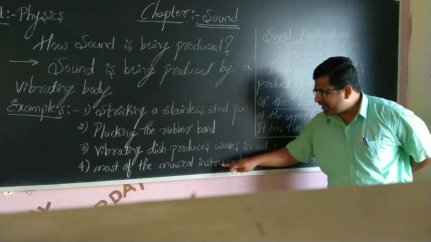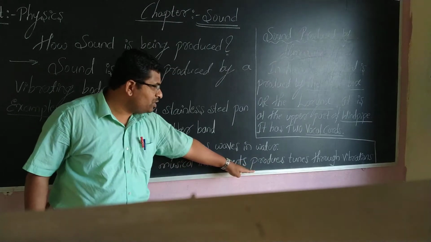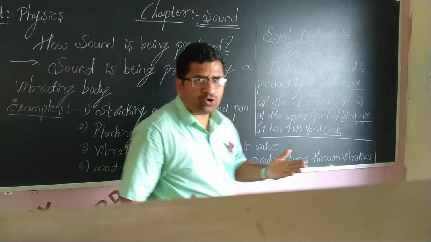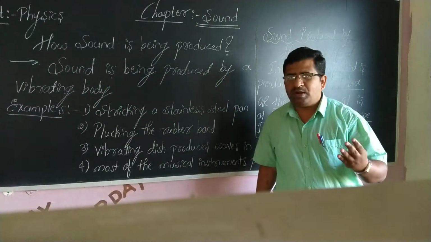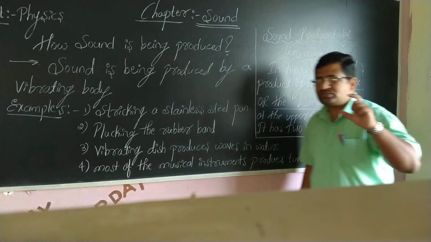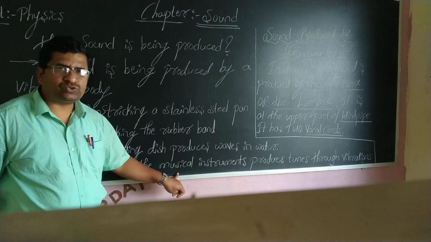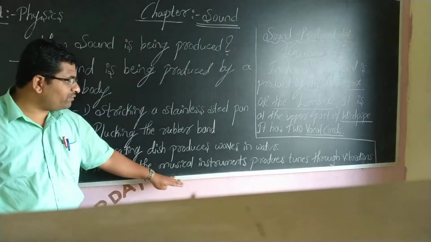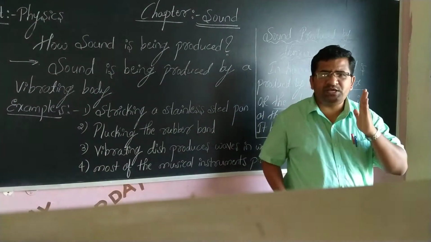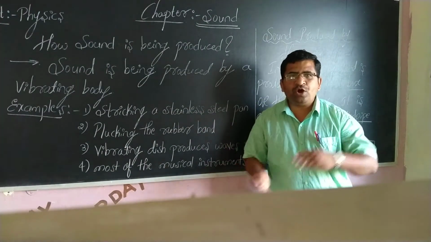And the fourth example is that most musical instruments produce tunes of their own kind through vibrations. The musical instruments that we see musicians play, tabla, harmonium, sitar, produce their own kind of sound, and that is through vibrations only. The basic reason is vibrations only. So this is how sound is produced. The sound is produced by vibrations.